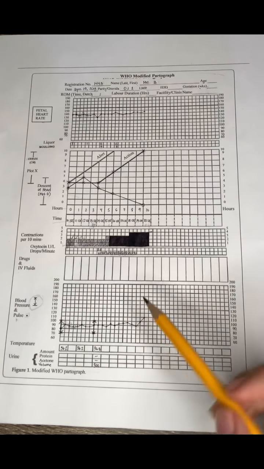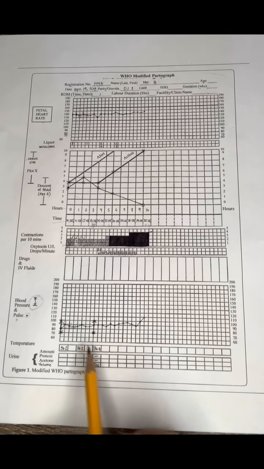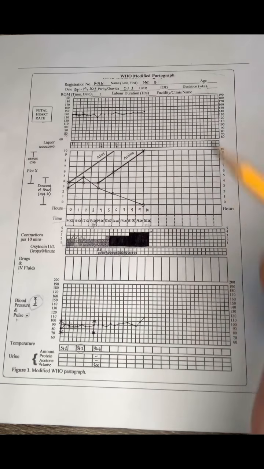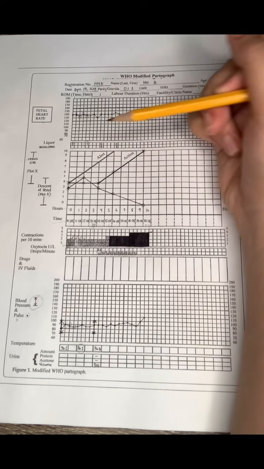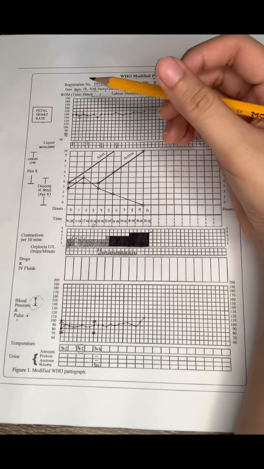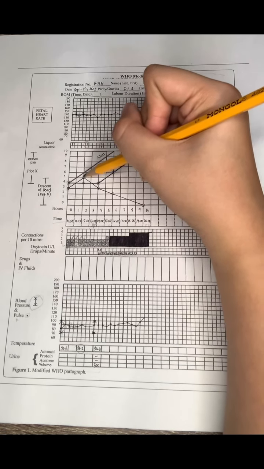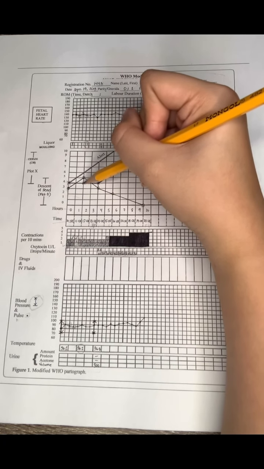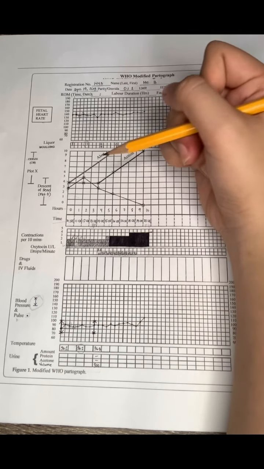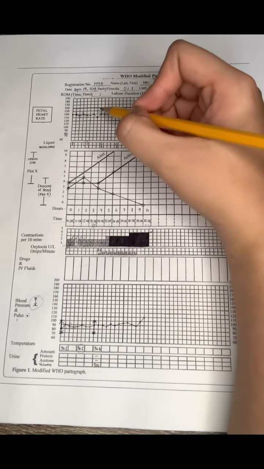Then the temperature is 36.2, 36.2 Celsius. And the membrane is intact, I put I. Then the fetal head is 5/5 palpable above the symphysis pubis. So this one, 5 for the fetal head. And the cervix dilation is 4 centimeters. Then at 12:30, the FHR is 136.